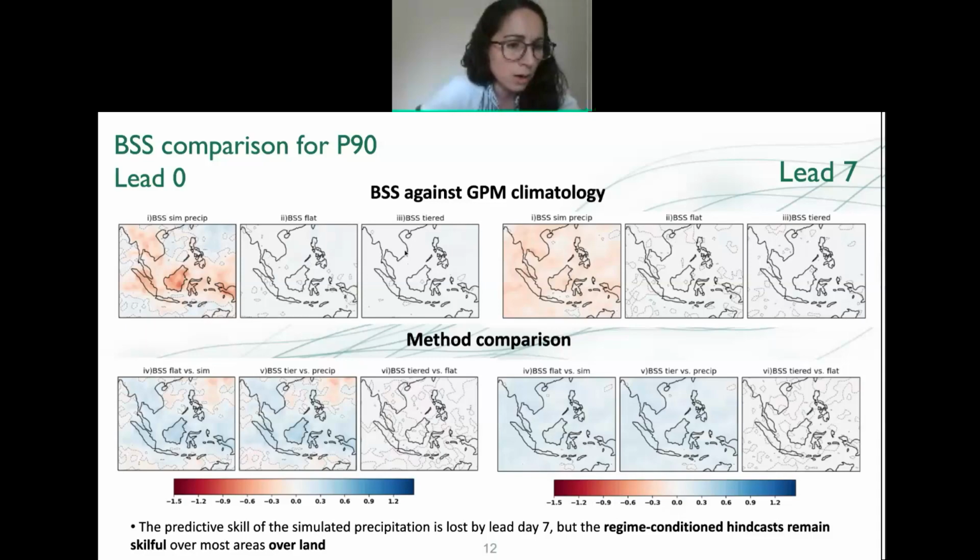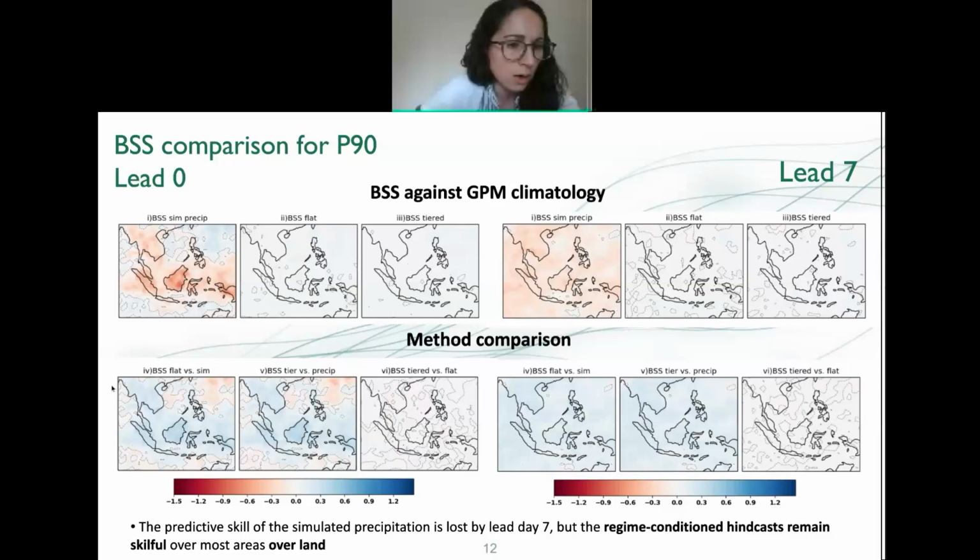We can see that by lead 7 on the right, even those very limited regions of positive skill in the simulated precipitation are lost, whereas the regime condition methods tend to keep skill over most regions over land as well. The comparison on the bottom is just building on those Brier skill scores between the methods themselves.